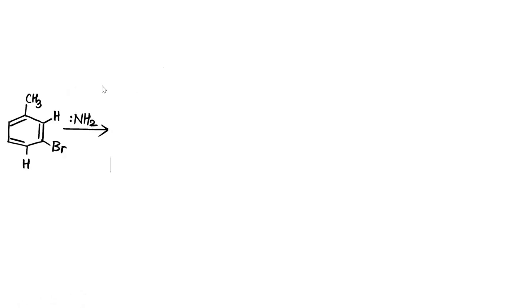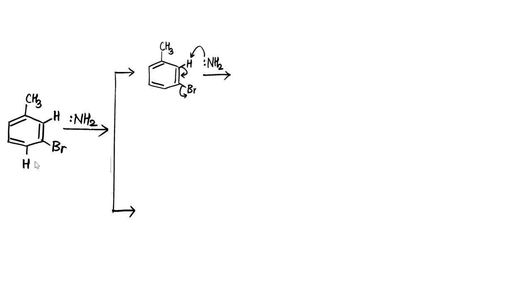Okay. We have two alpha hydrogens. Now this NH2 will attack on this. This NH2 will abstract any one hydrogen. It may abstract this hydrogen or it may abstract this hydrogen. If it abstracts this hydrogen, then the product will be different. If it abstracts this hydrogen, the product will be different. Let's see one by one. Firstly, we have two possibilities. So in case of the first possibility, this.